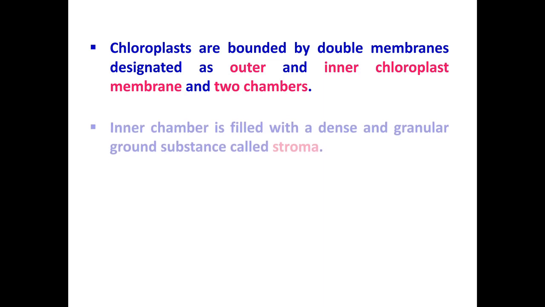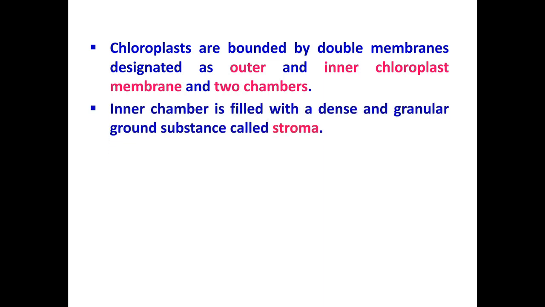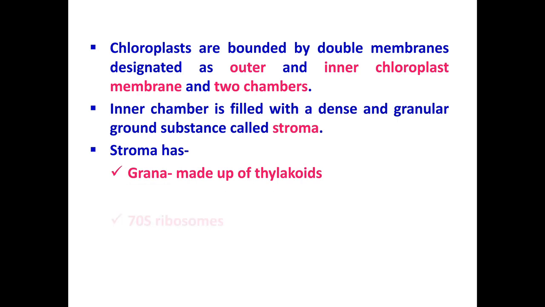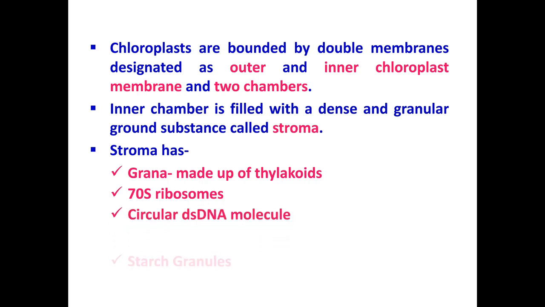The inner chamber is filled with dense and granular substances known as stroma, and stroma consists of grana which are made up of large number of thylakoids containing green chlorophyll pigment. Stroma also has 70S ribosomes, circular double-stranded DNA molecules, starch granules and lipid droplets. Students, I hope now the structure of chloroplast is clear to you.